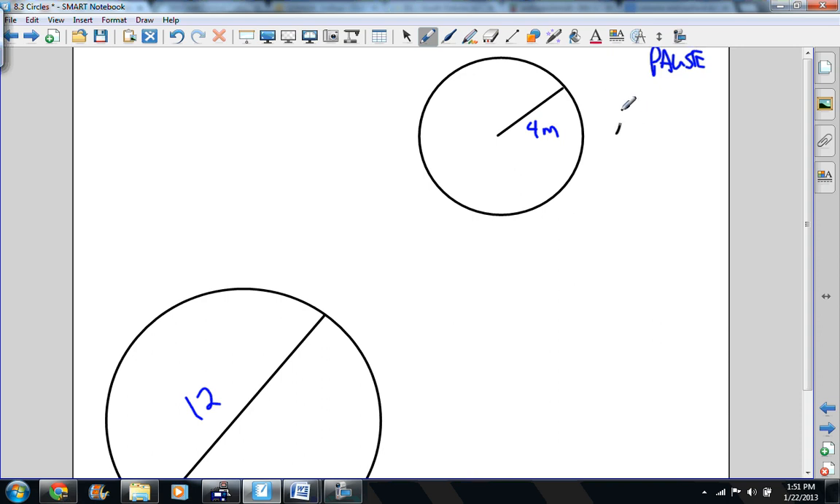Okay, for the top one, the area should be equal to 16 pi. The circumference should be equal to 8 pi. That's the same as the one we just did. And here, our area should be 36 pi. And our circumference should be 12 pi. If you did those as decimals, that's fine. Just make sure they're multiplied out.